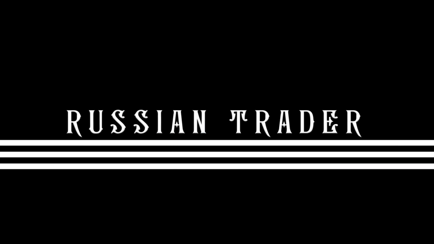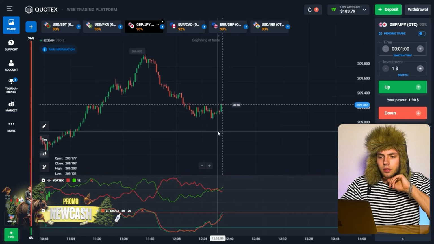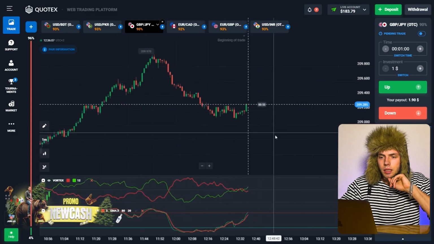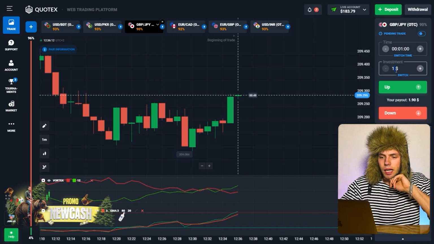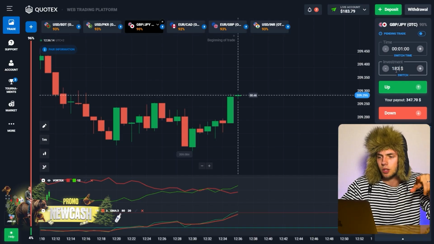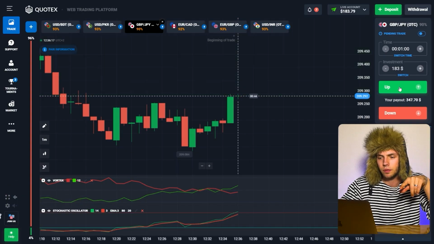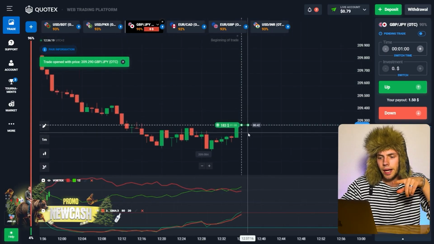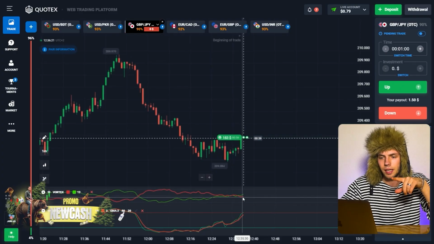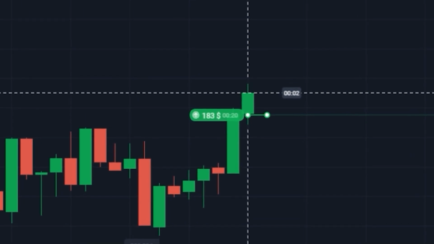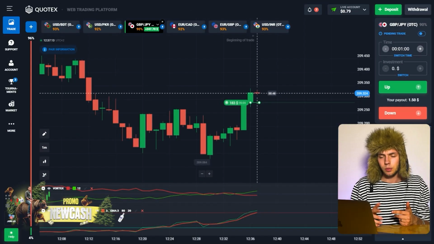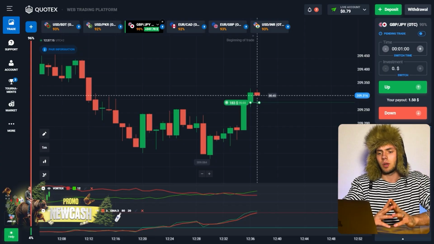Let's take a look at another pair. Okay, let us see what Great Britain pound to Japanese yen is offering us. Alright, here we have an upgoing trend right now. You see, it was also a downgoing trend before, and right now we should enter the beginning of a trend, alright? Yeah, for this one that is enough.